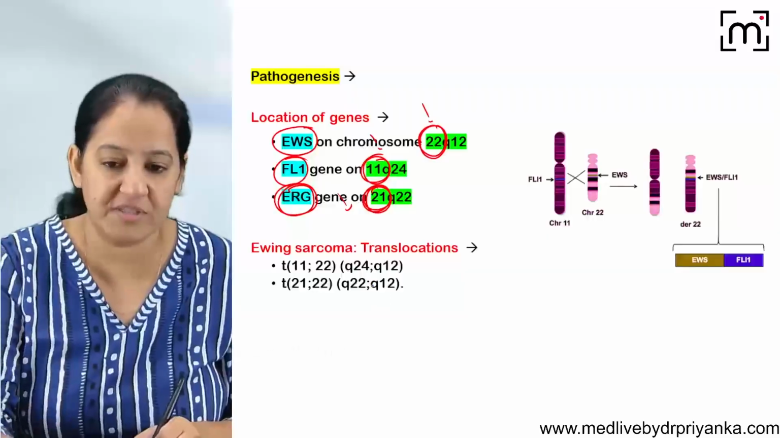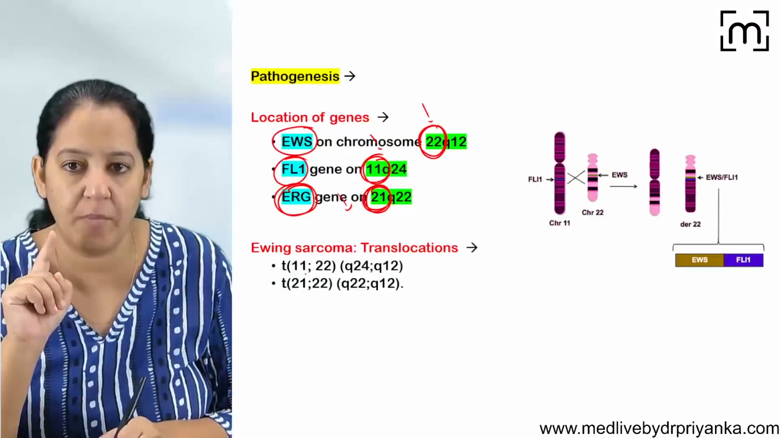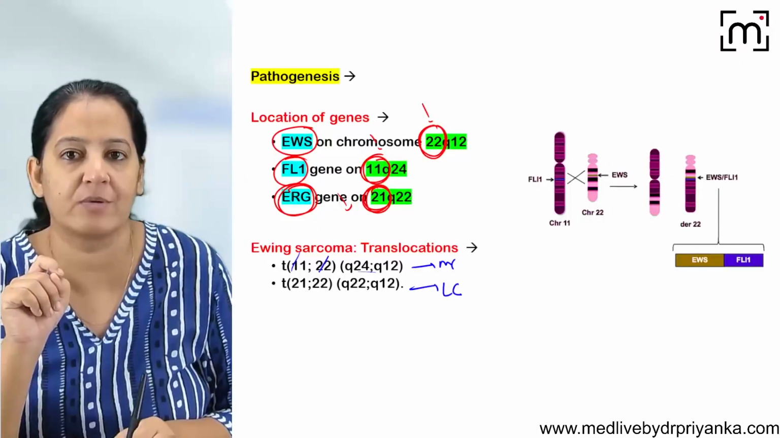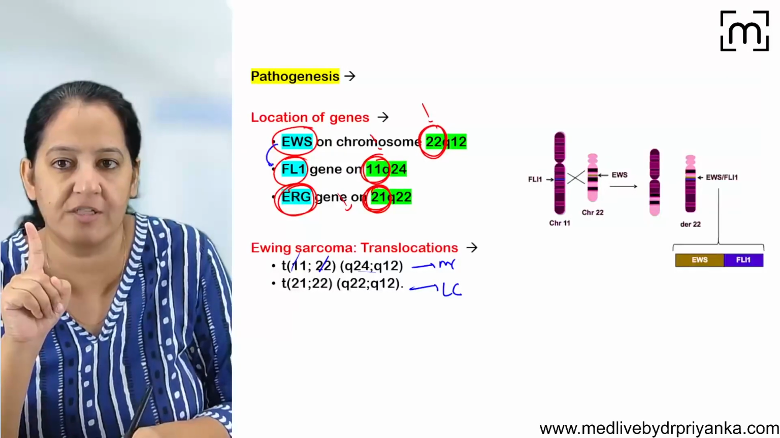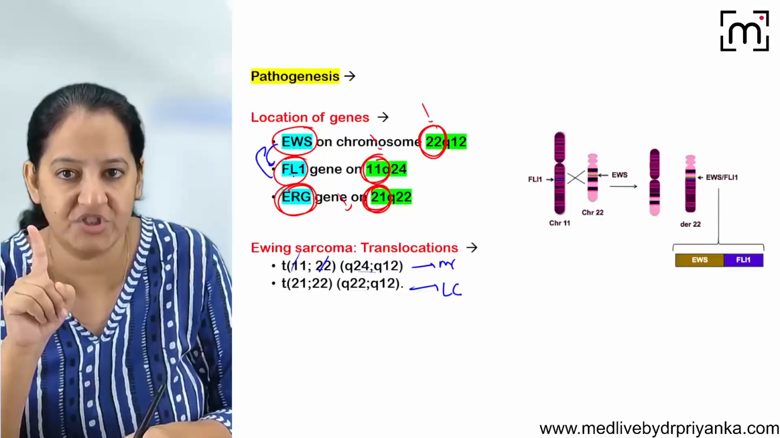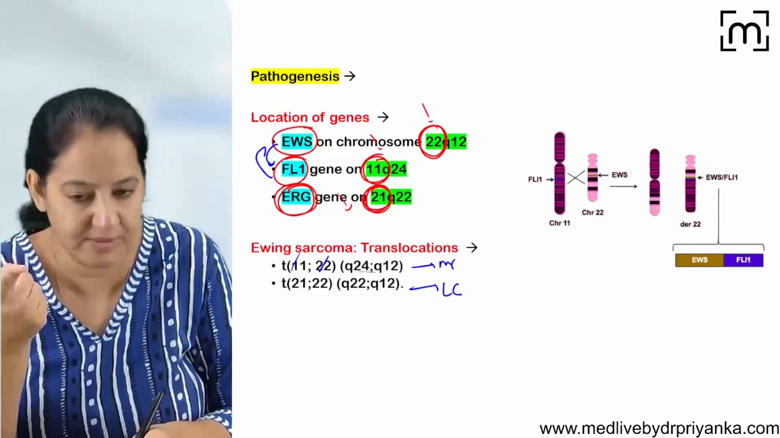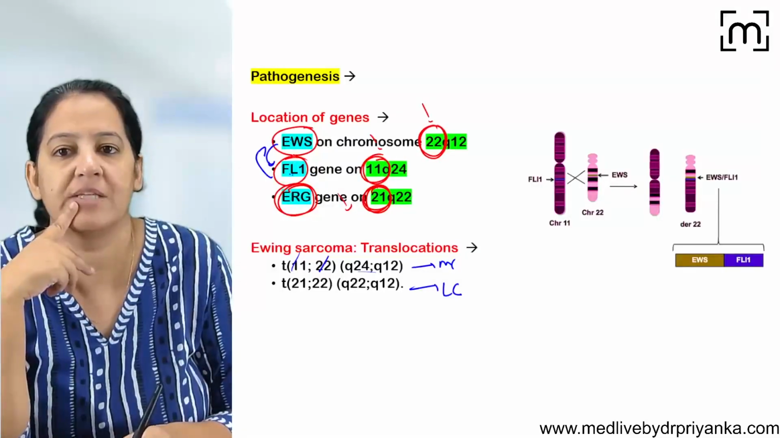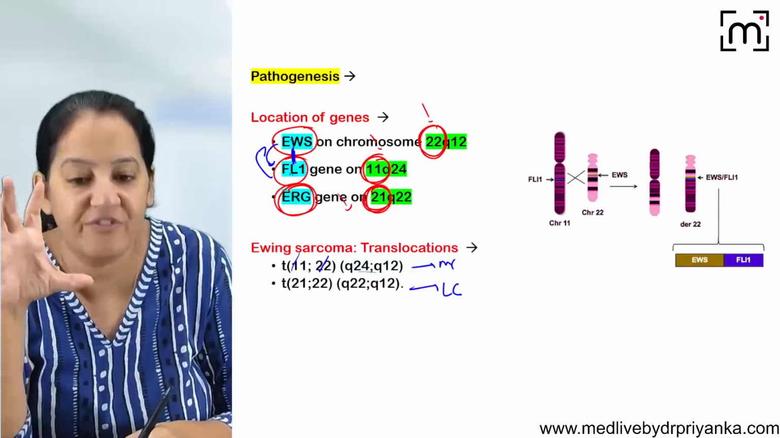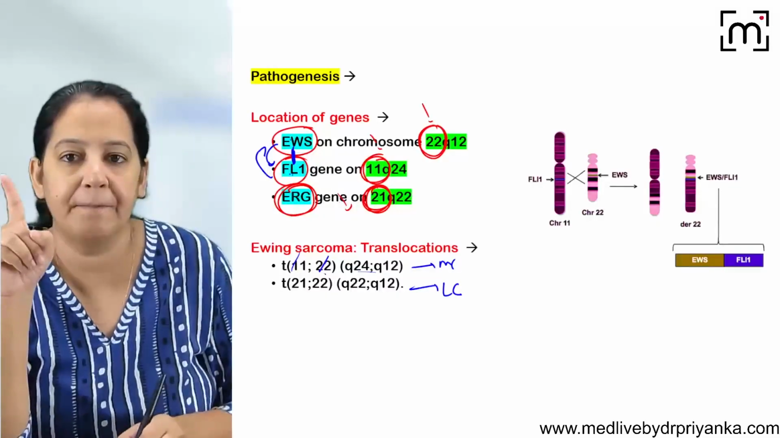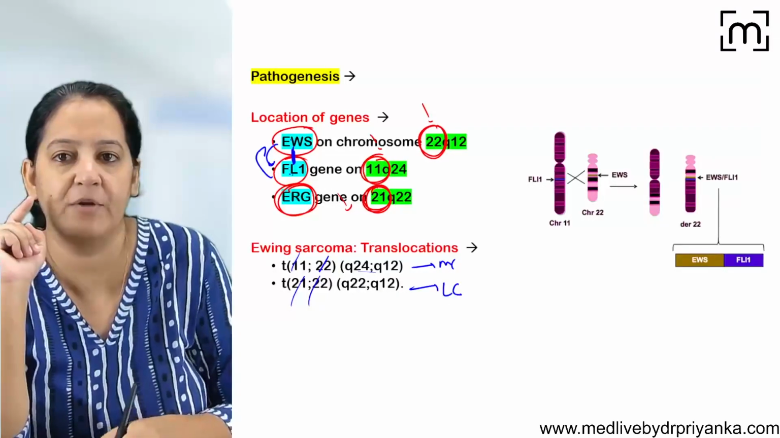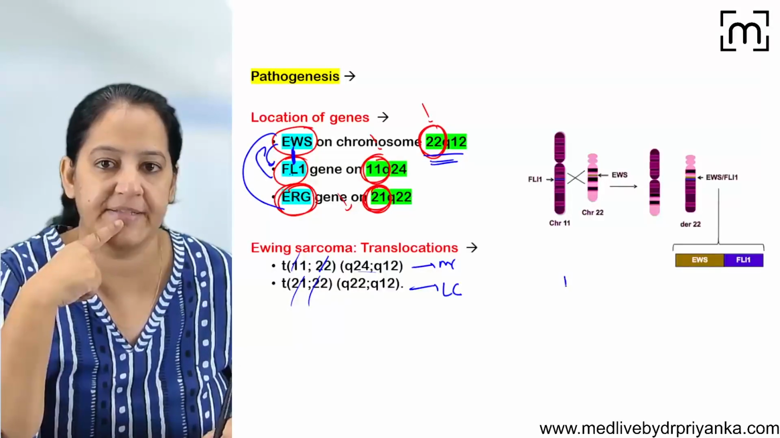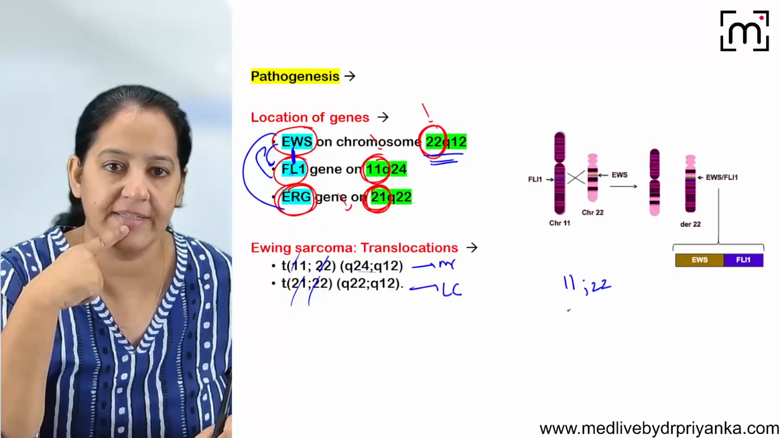Now 2 types of translocations are common in Ewing sarcoma. Most common is this one and less common is this one. Most common is 11-22 translocation, in which translocation occurs between these 2 genes. So FLI gene goes to EWS. EWS from 22 comes to chromosome number 11 and forms a fusion gene. So FLI1-EWS fusion gene is formed. And second between 21 and 22. So 22 is involved in both of them. So either it is 11-22 or it's 21-22.